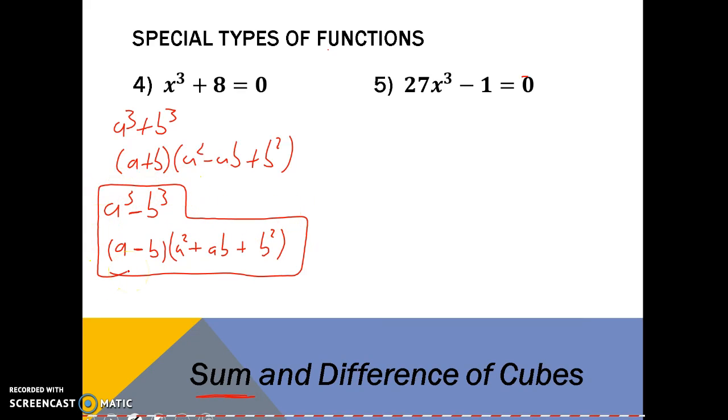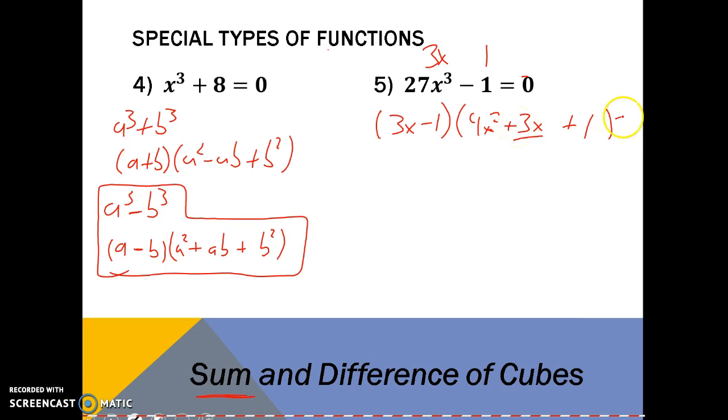My a value, the cube root of 27 is 3, and the cube root of x cubed is just x. The cube root of 1 is 1. So I'm going to have a small factor, which is 3x minus 1. And then I'm going to have a big factor, which means I'm going to take 3x and square it, which is 9x squared. My last term is going to be negative 1 squared, which is 1. And then my middle term here is going to be 3x times 1, which is 3x. And these are both going to be plus signs.